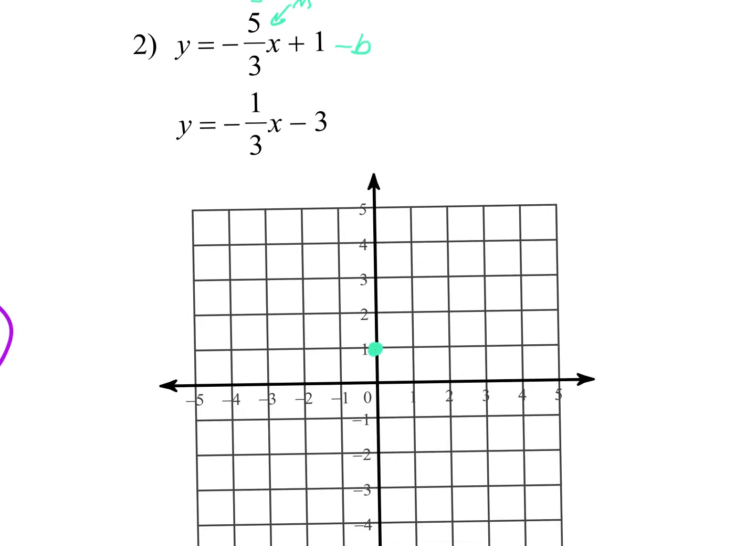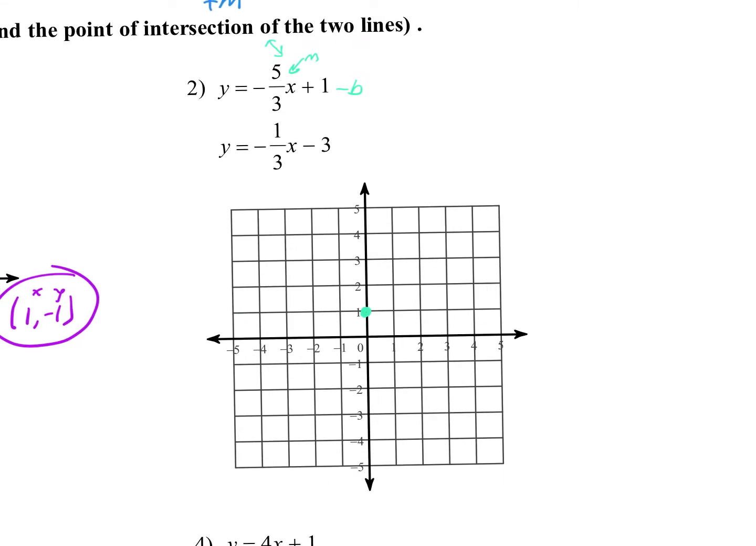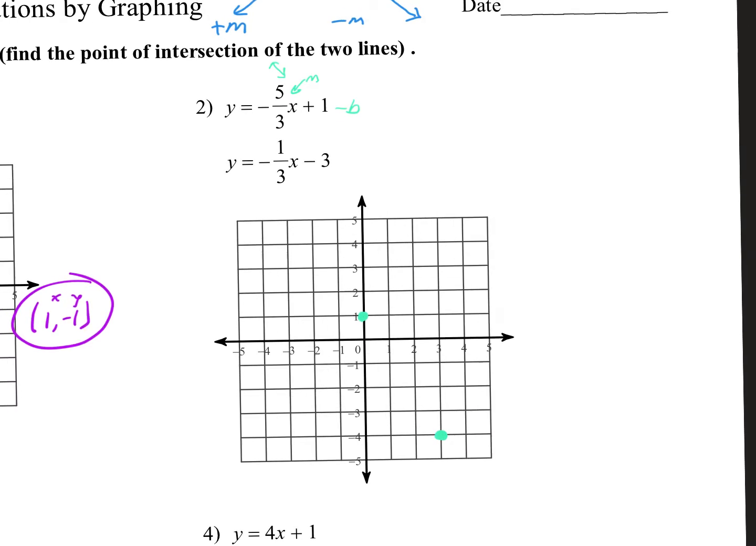And remember, you want your line going downwards. So I'm going to go down 5: 1, 2, 3, 4. Whoops. 1, 2, 3, 4, 5. And over 3: 1, 2, 3. Up 5, 1, 2, 3, 4, 5, and over 3, 1, 2, 3. So about there-ish. We're going to connect our dots as straight as possible.